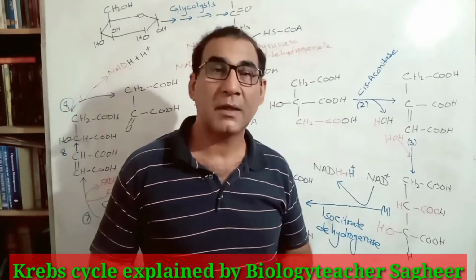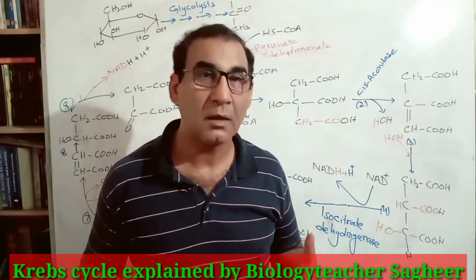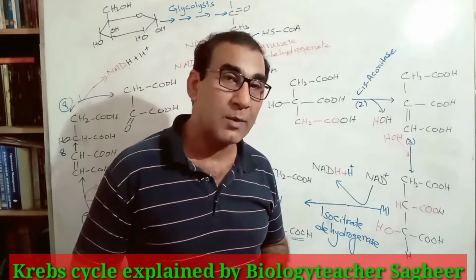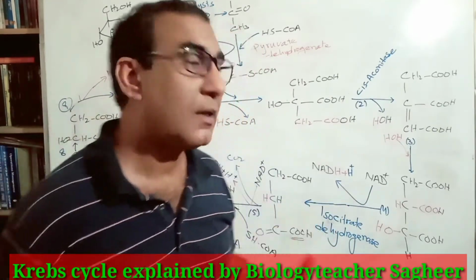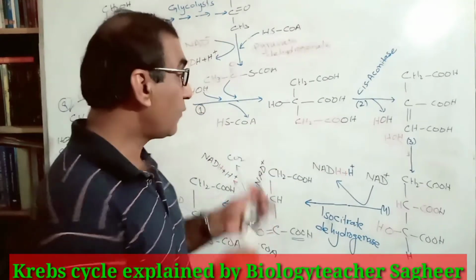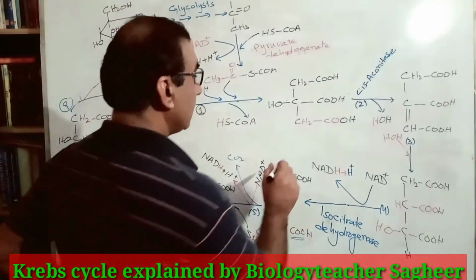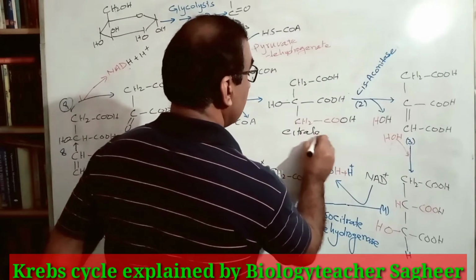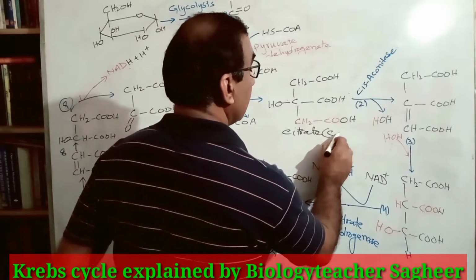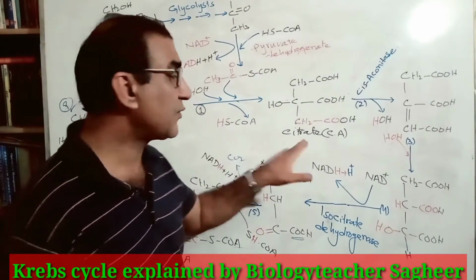Sagheer Ahmad, and today I'm with you with a new lecture about the Krebs cycle. It is also known as the citric acid cycle and the tricarboxylic acid cycle. Why do we call it the citric acid cycle? Because the first molecule formed in all these reactions is citrate, or citric acid. That's why we call it the citric acid cycle.